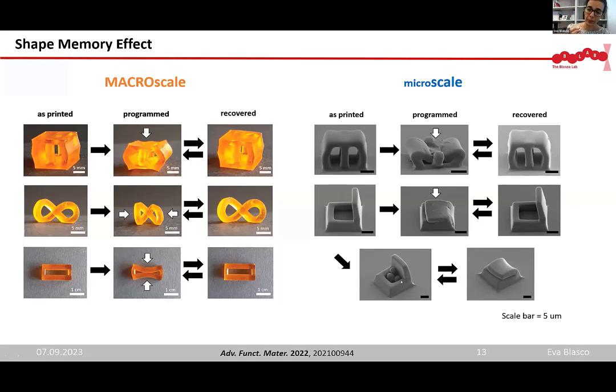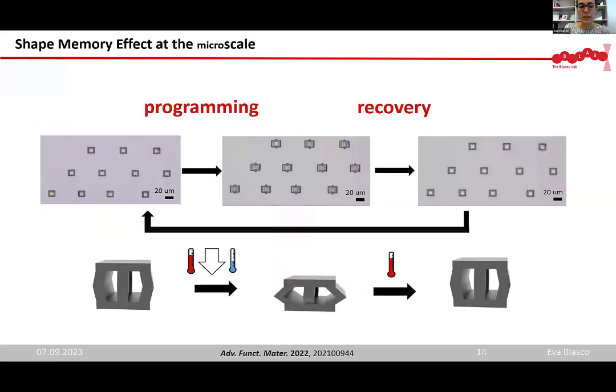So as you can imagine, the programming is a bit more tricky at the micro scale because we are really with tiny objects. And what we did was to use a preheated metal block to gently push for the programming. You can see here how we have done with this geometry. So this is the starting point, then after pushing, and then the recovery.